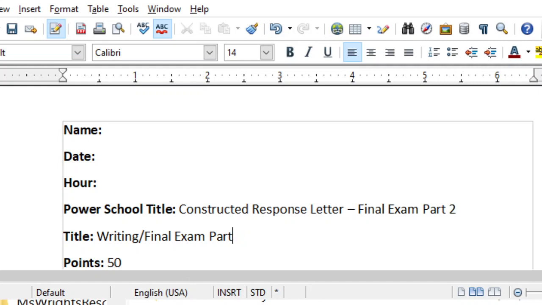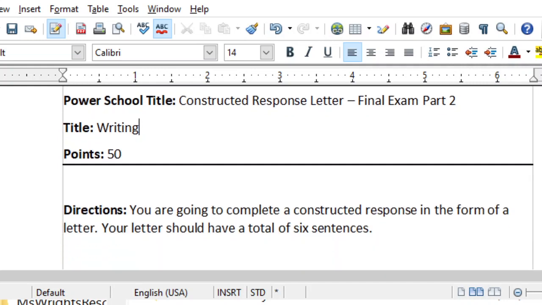And when you look in PowerSchool for this assignment, it's going to be entitled Constructed Response Letter, Final Exam, Part 2. It's under the category of writing, and it's worth 50 points.